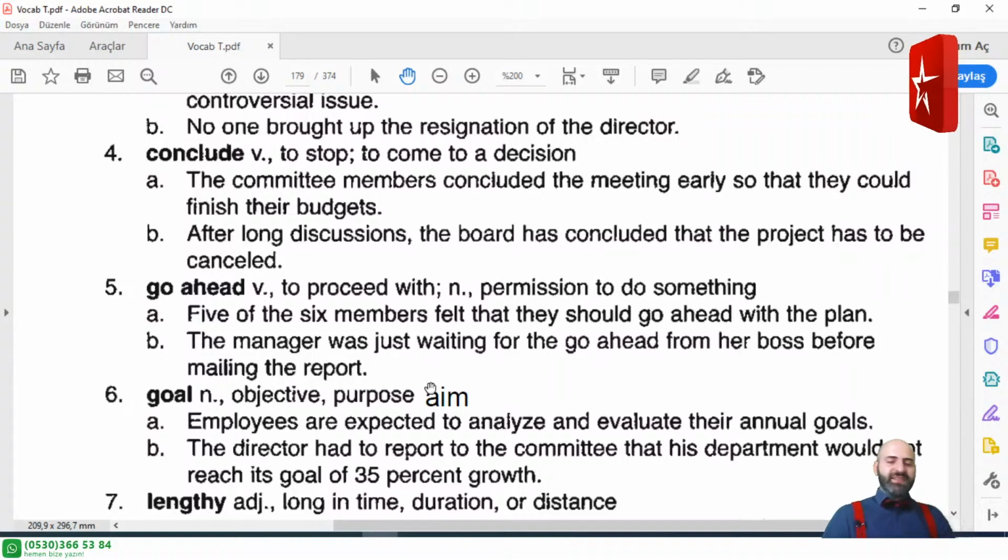Let's read the example sentence, then I will ask you a question. A. Employees are expected to analyze and evaluate their annual goals. Employees, people who work at the company, are expected to analyze and evaluate their annual goals. So they should check and assess their annual goals. Sentence B says the director had to report to the committee that his department would not reach its goal of 35% growth. So the director understood that his department could not do it and decided to talk to the committee or maybe prepare a report in a written form about this.